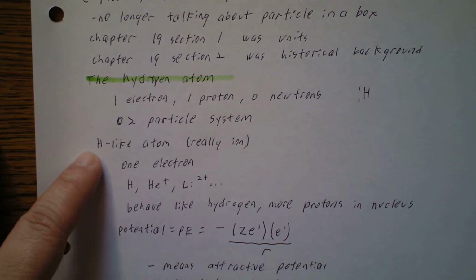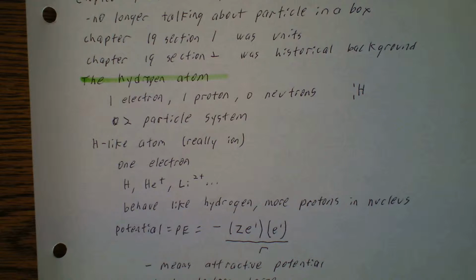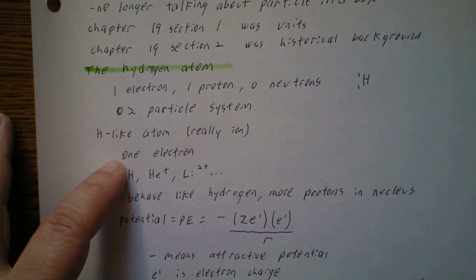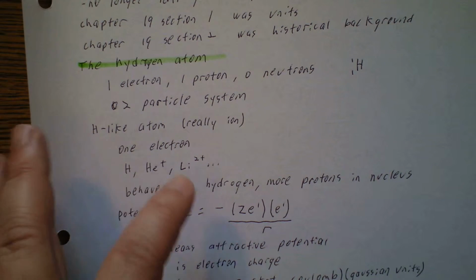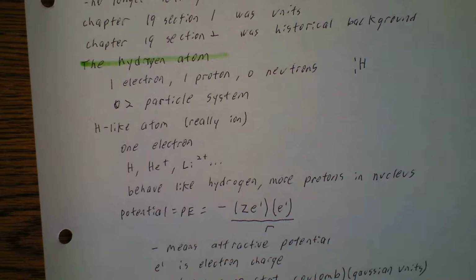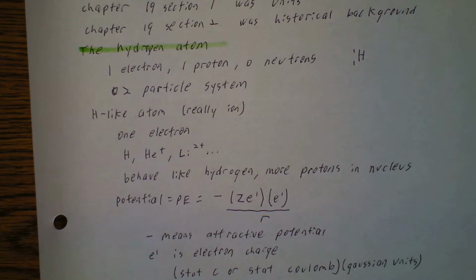Now we're going to talk about a hydrogen-like atom, which would really be an ion. So it's anything with just 1 electron. So it'd be hydrogen, the neutral atom, or helium plus, or lithium 2 plus, etc. So different nuclei, but just 1 electron. It'll behave a lot like the neutral hydrogen atom, just with more protons in the nucleus.